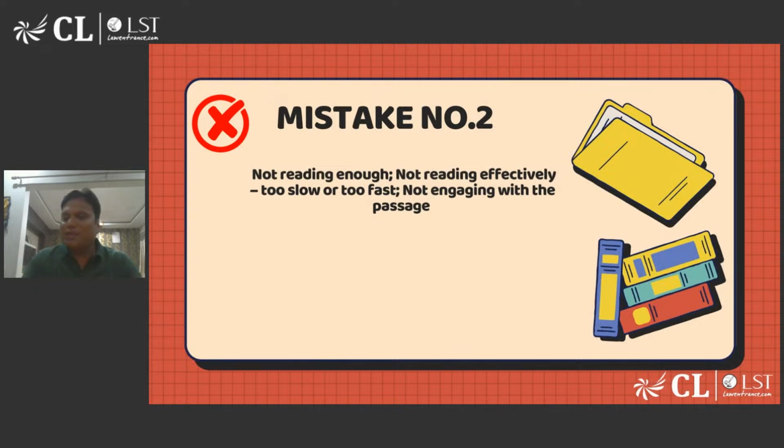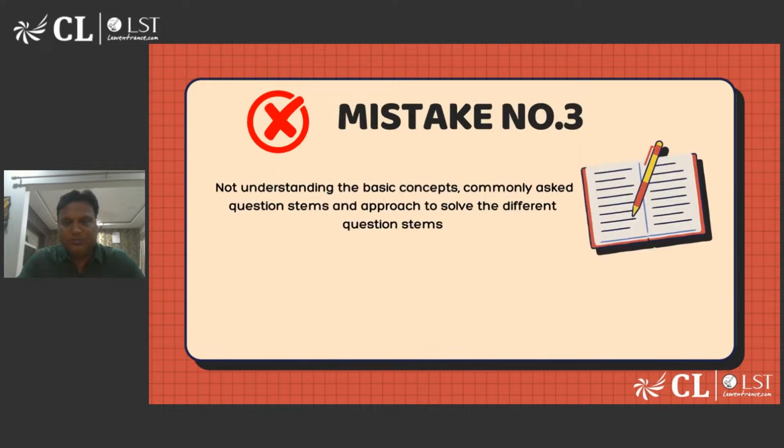Anticipation means what will come next. And trust me, all of us are very good at anticipation. You have watched so many movies and shows, and you know what will come next, right? The same skill is required when you are reading the passage. If you are engaging with the passage, you will always be able to anticipate what can come next, and that will make reading much more interesting. So this is mistake number two, not reading enough or not reading properly and effectively. So work on that. That is going to help you.